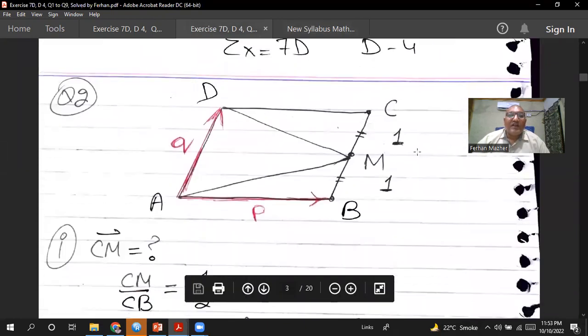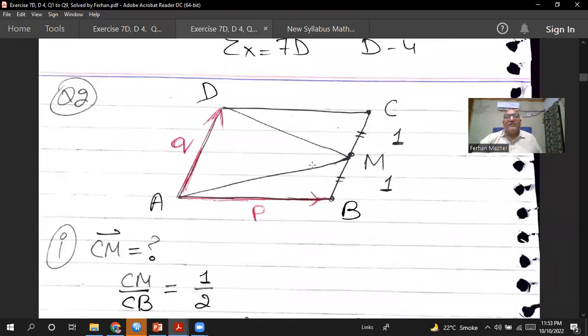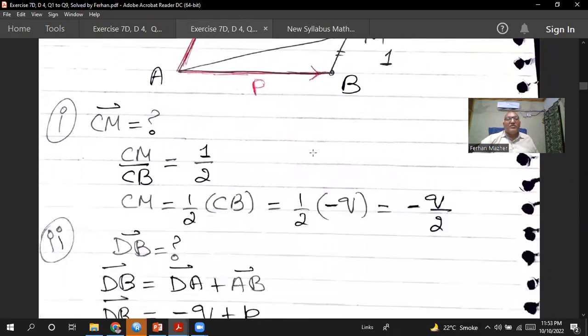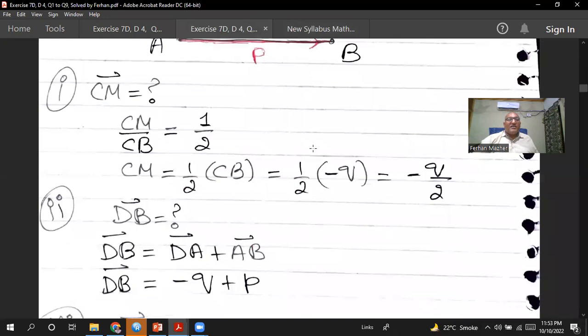So if I want to find the CM, I know the value of CB will be minus Q. The things which I know, I will write in terms of them. CM is 1 and CB is 2. And the CM will be equal to 1 by 2 of the CB. And the value of CB in terms of P and Q is minus Q. So the CM will be equal to minus Q by 2. So this is how you will find the CM.